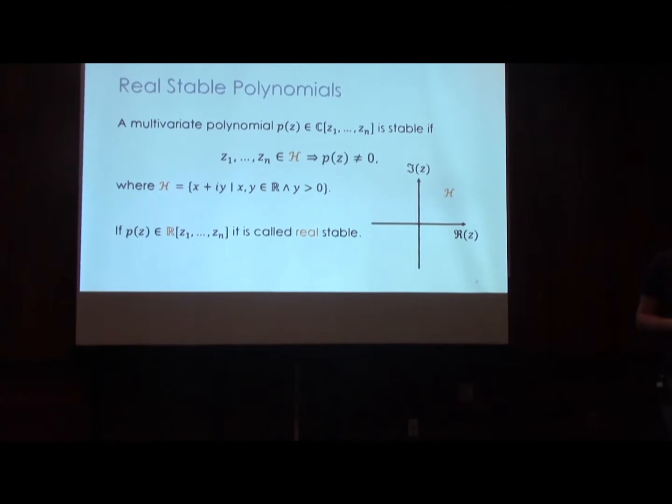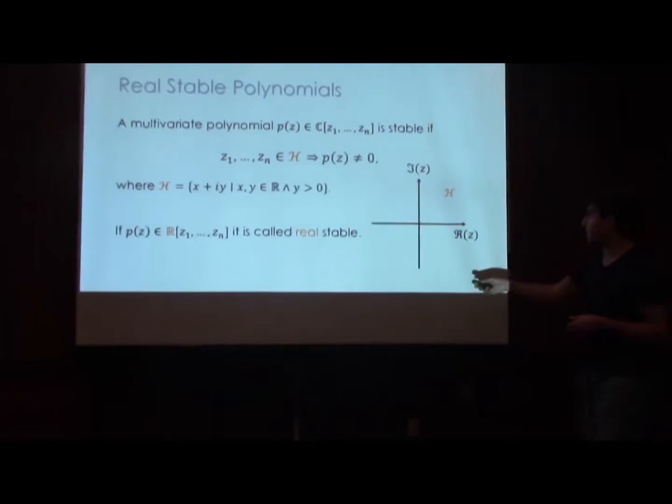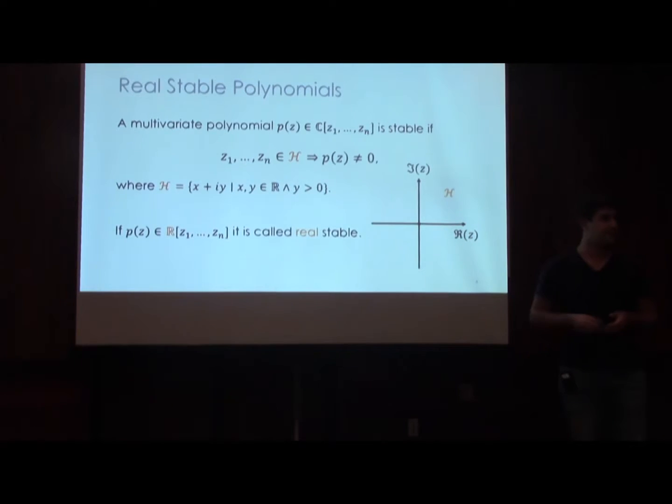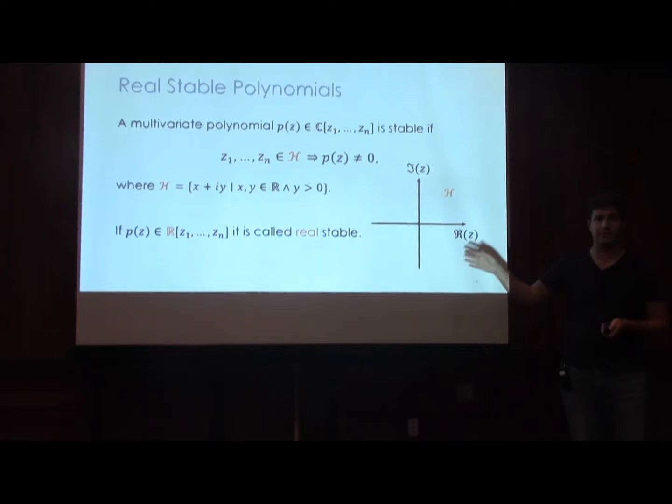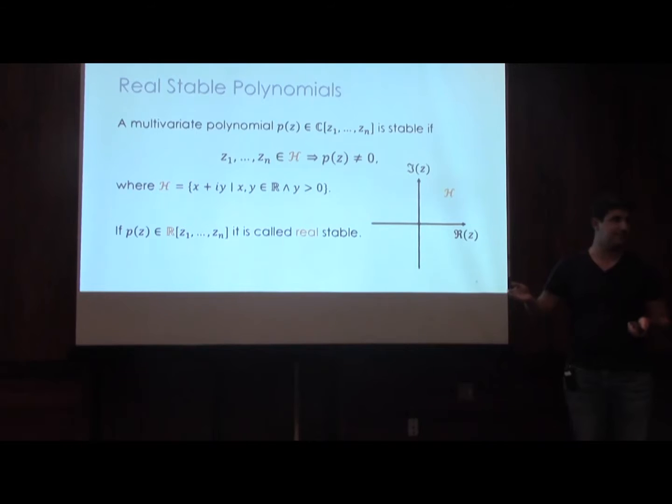Now, if my polynomial happens to have real coefficients, I call it real stable. So until now, the polynomial could have complex coefficients, but for the rest of the talk, I'm going to be working with polynomials that have real coefficients, and I'm going to be calling them real stable. If you have a real stable polynomial, upper half plane is the same as lower half plane. If I replace everything in the definition with the lower half plane, I would still get the same set of polynomials. That's because you can conjugate the polynomial's value with the conjugate operator.